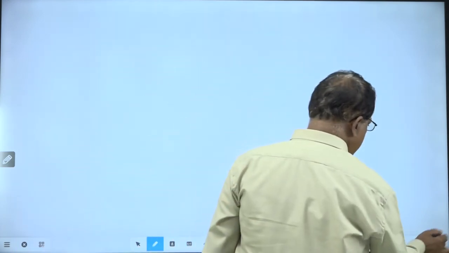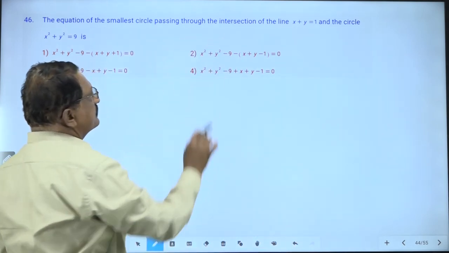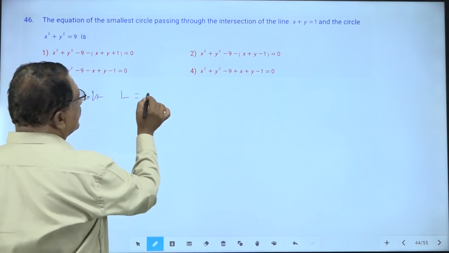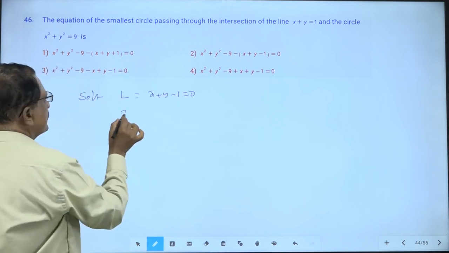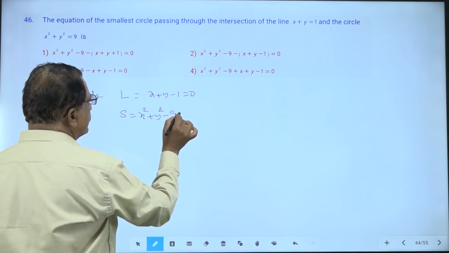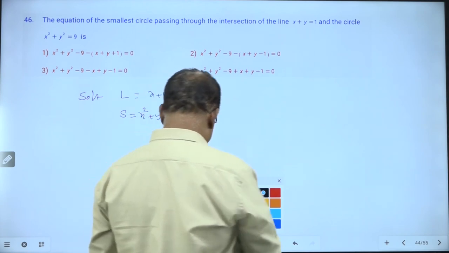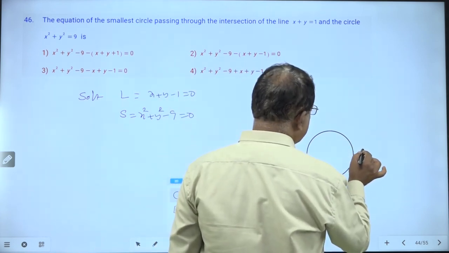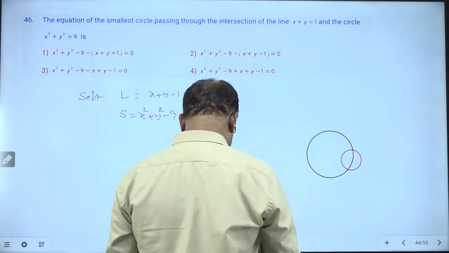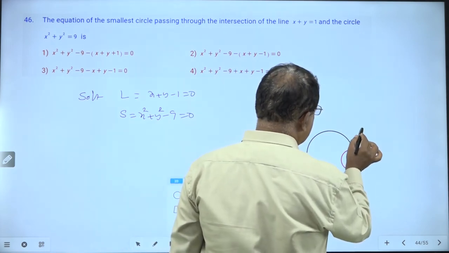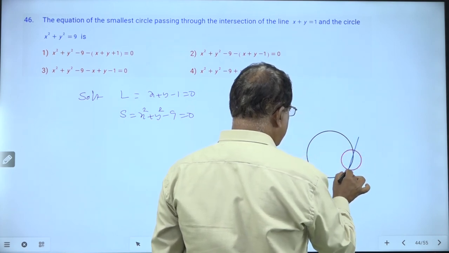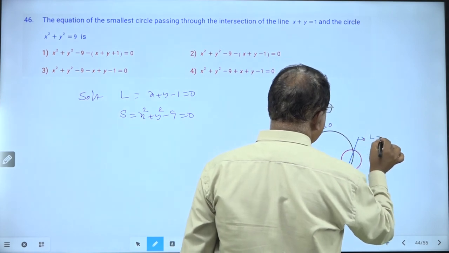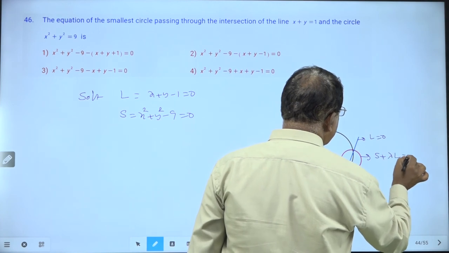Next, the equation of the smallest circle passing through the points of intersection of the line and the circle. Okay, solution. The given straight line, consider L equals x plus y minus 1 equals 0. The given circle, consider S equals x square plus y square minus 9 equals 0. Now this equation must be in the form of S plus lambda L equals 0.